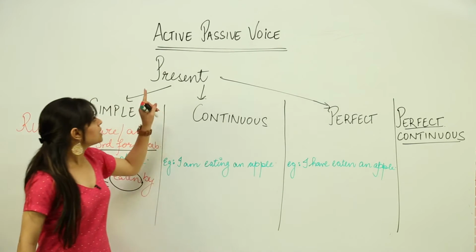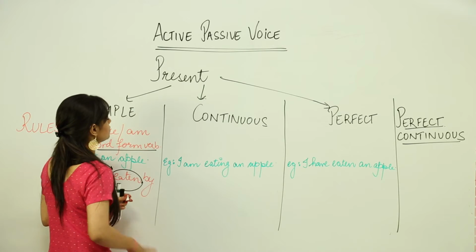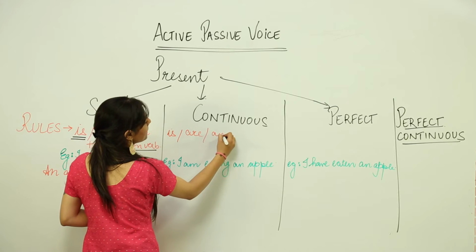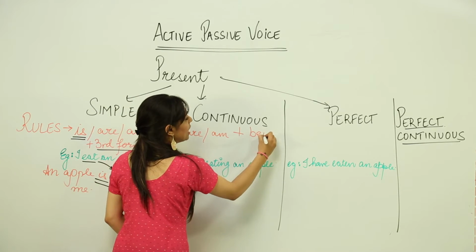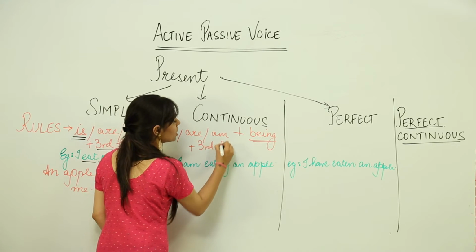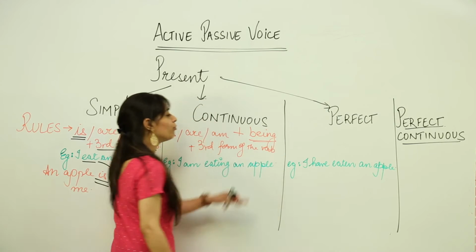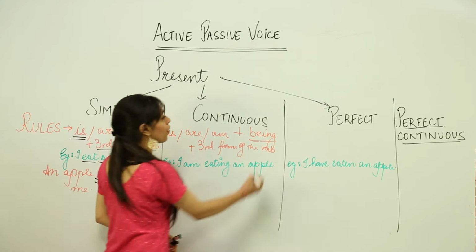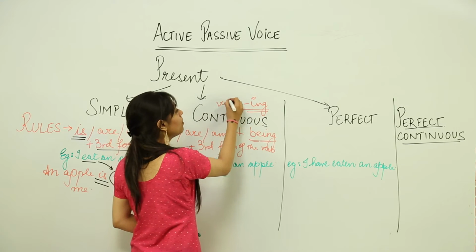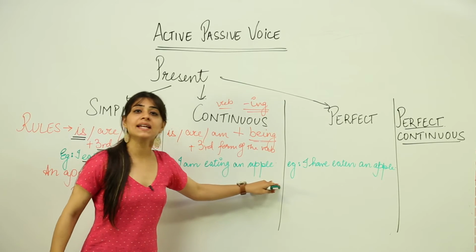Moving on to present continuous tense. Here the rules are is, are, am plus being plus third form of the verb. Now, being is a substitute for ing, and ing before a verb denotes a continuous action. For example, I am eating an apple.